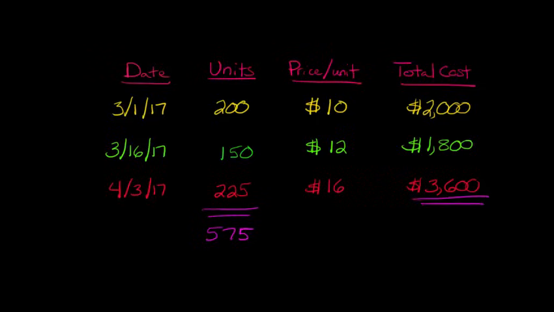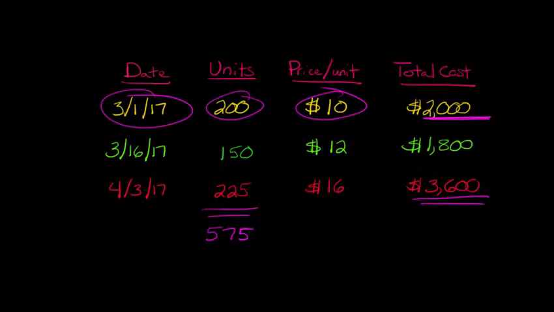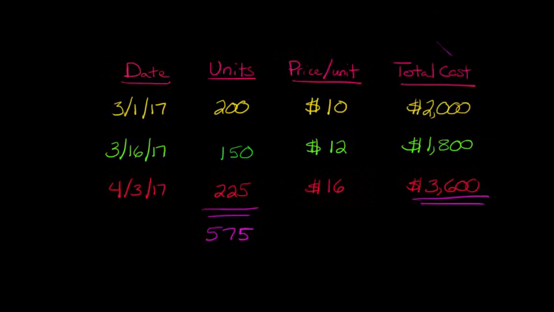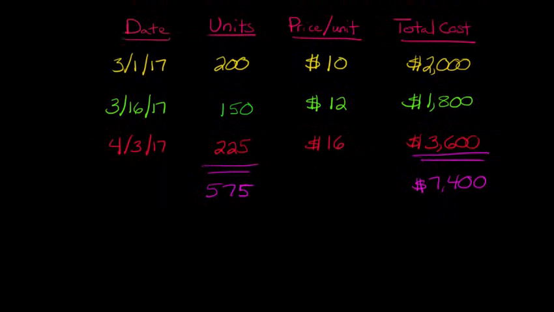And then we just add up the cost. Again, to get each cost, on March 1st, we bought 200 units for $10 each. That's 2,000, right? So that's where we get the subtotals of this total cost category. But now we just add all this up, and it gives us $7,400. Now we just take this $7,400 and divide it by the number of units we purchased, 575, to get the average cost per unit. That's why it's called the average cost method.